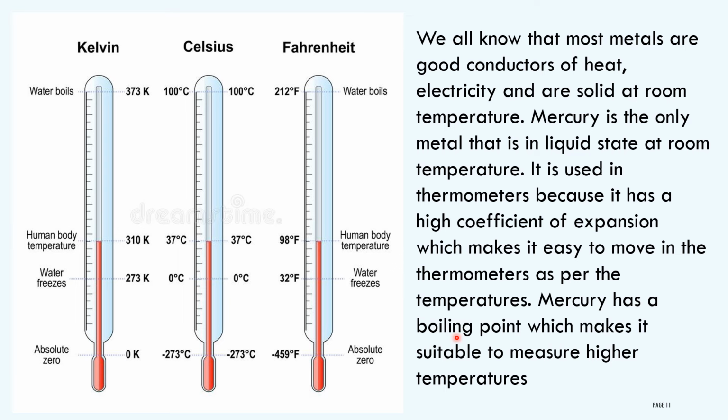Mercury has a high boiling point, which makes it suitable to measure higher temperatures. Mercury has a certain boiling point. Because of this reason we use mercury to measure very high temperatures. This is the reason we use mercury inside the thermometer to measure the temperature.